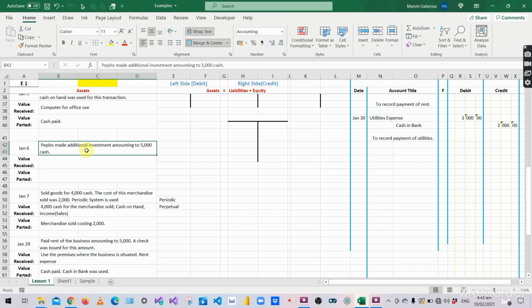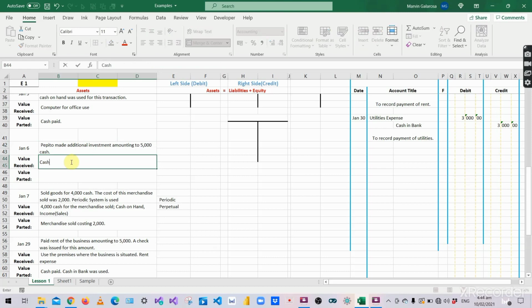So, for January 6, ano yung value received? Yun yung additional investment ni Pepito. Cash amounting to 5,000. Ano naman yung value parted? Nagkaroon ng increase sa interest ni Pepito sa business. So, value parted, additional equity interest of Pepito.